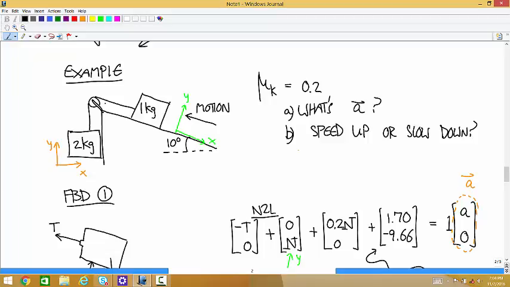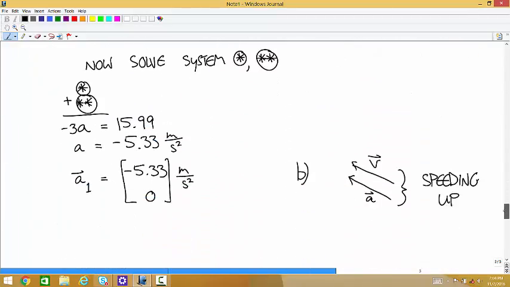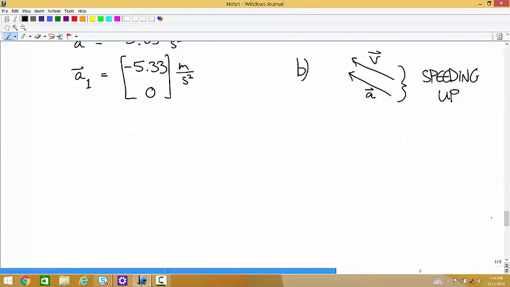Any other questions about that one? Okay, let me give you one to work on for a few minutes. So let's say we have an incline of 30 degrees.